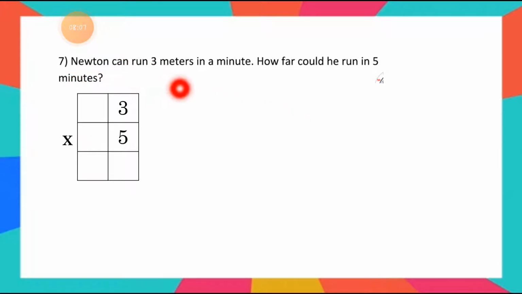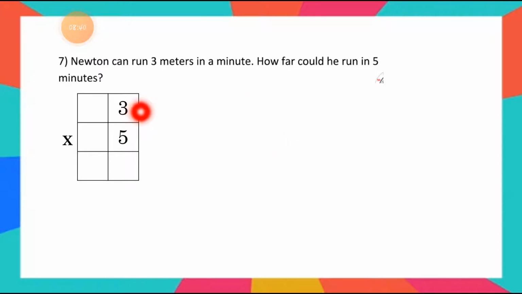Newton can run 3 meters in a minute. Newton is a name. Like my name is Nilofer, your name is Abbas, then Shoaib, Fatima, Sana, whatever. So here is Newton. Newton can run 3 meters in a minute. So how far could he run in 5 minutes? So how many meters can he run in 5 minutes?